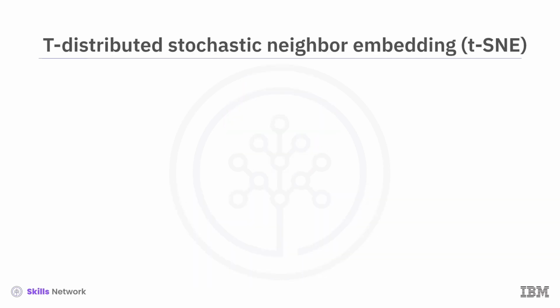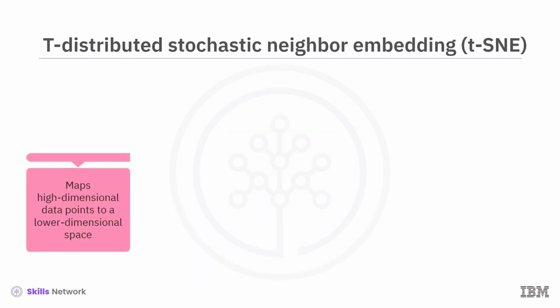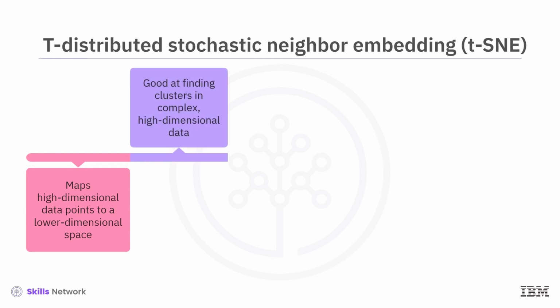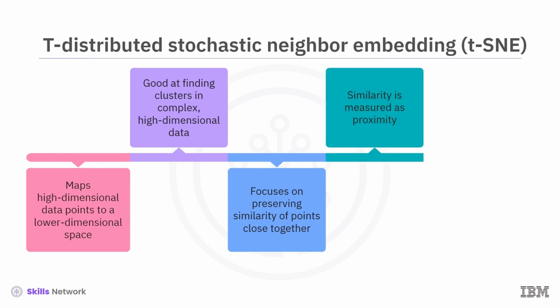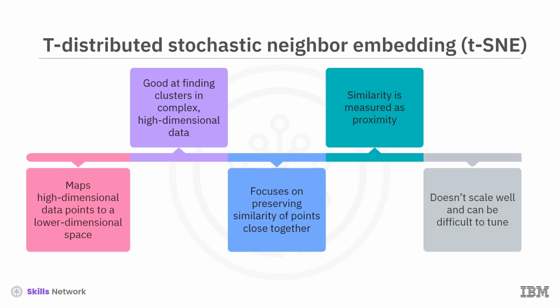T-distributed stochastic neighbor embedding, or t-SNE, maps high-dimensional data points to a lower-dimensional space. It is good at finding clusters in complex, high-dimensional data that can be visualized in 2 or 3 dimensions, and works well with data like images and text. T-SNE focuses on preserving the similarity of points that are close together and less so on distant points. Similarity is measured as proximity, using the distance between pairs of points. Unfortunately, t-SNE doesn't scale well and can be difficult to tune as it is sensitive to its hyperparameters.